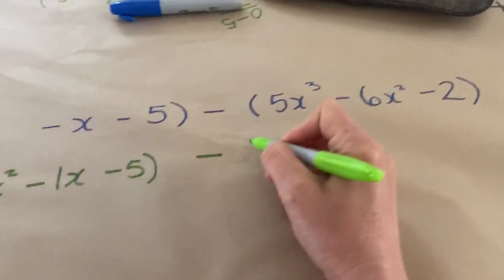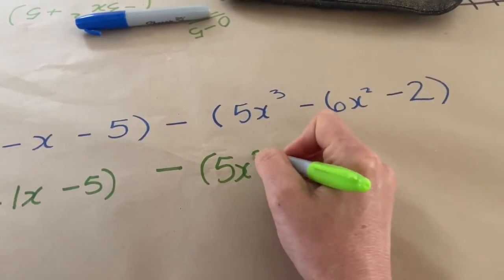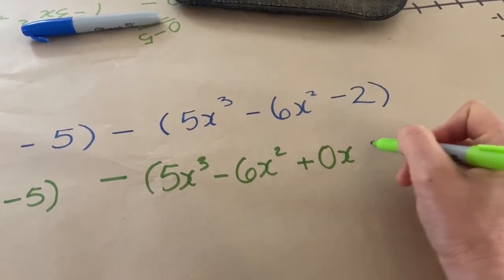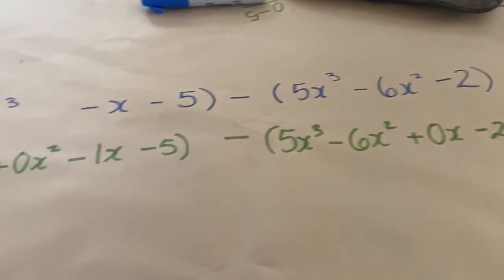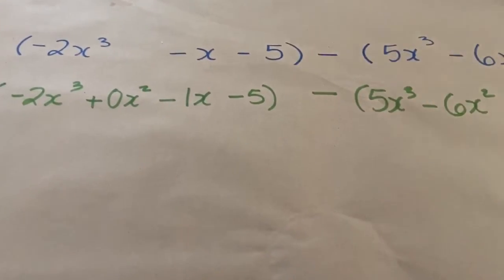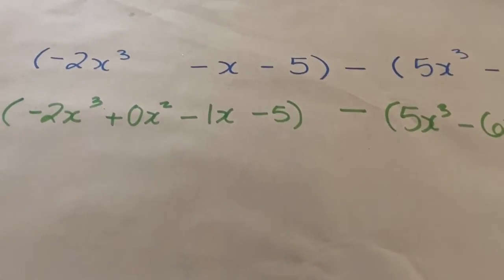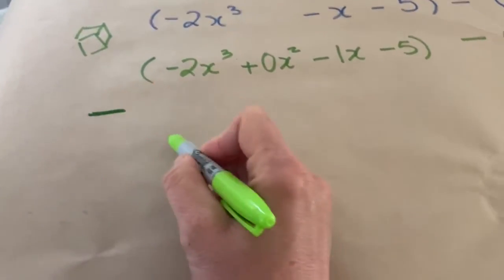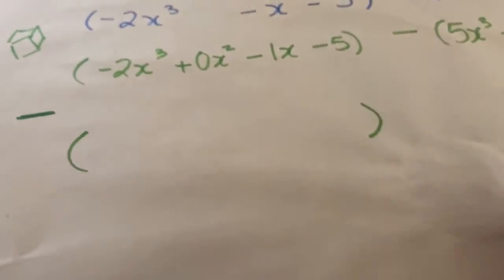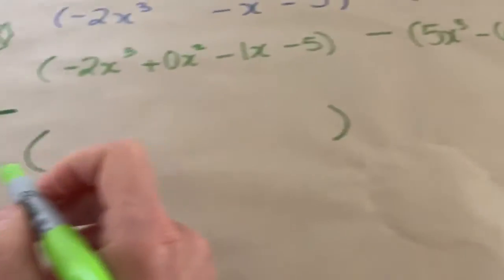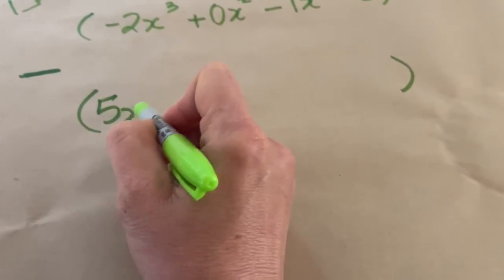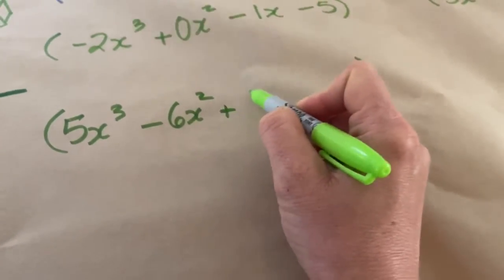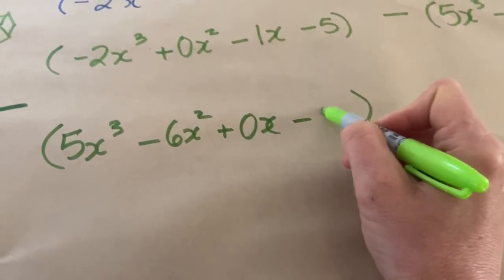And over here, I'm subtracting 5x cubes minus 6x squareds. I've got no x's this time, minus 2. Sometimes adding the parts you don't have make it a lot simpler. Now let's use our stacking method. So we're going to put subtraction over here so we remember that we need to subtract. I'm going to put the second polynomial over here, 5x cubed minus 6x squared plus 0x minus 2.